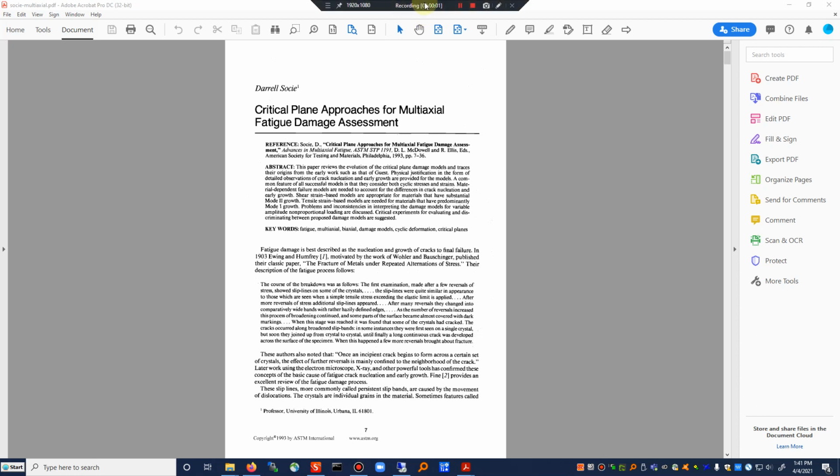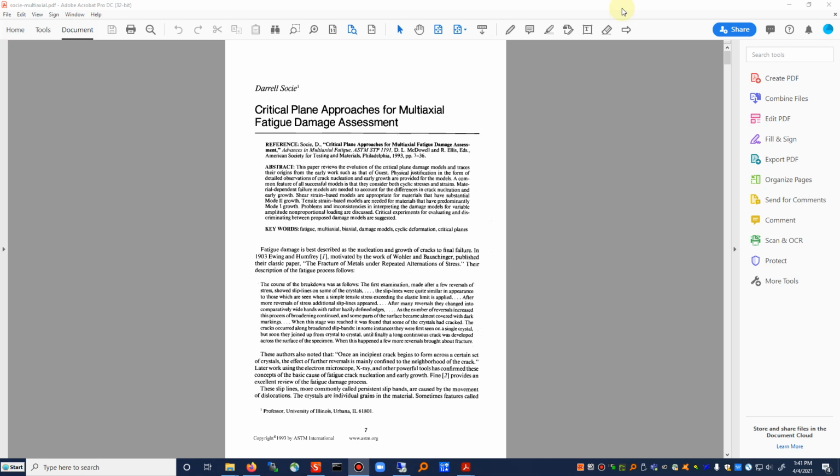So to give some physical basis for the critical plane approach, I'm going to go over a paper from my own advisor, Daryl Socie, Critical Plane Approaches for a Multi-axial Fatigue Damage Assessment. And we'll talk about some of this here. This is an ASTM paper. We'll get into some of the details of how to implement a critical plane approach in a separate lecture.